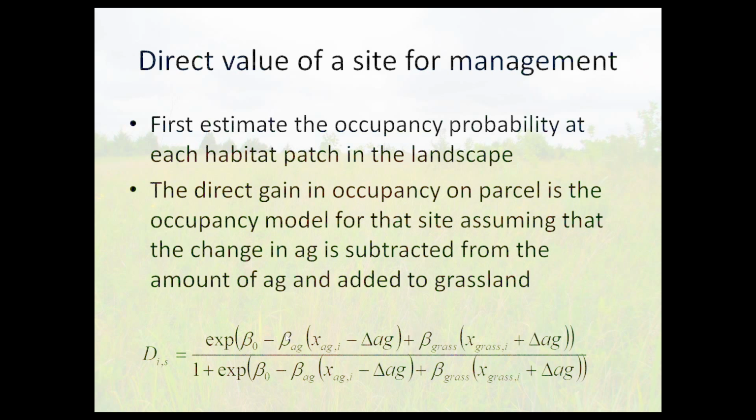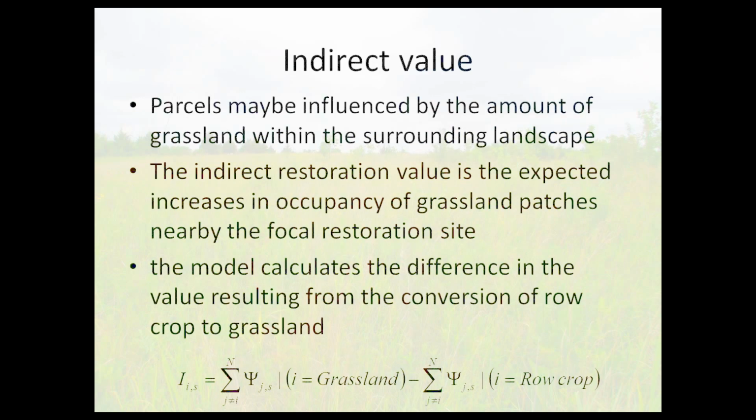And so we have to consider the beta parameter for an agricultural patch, and adding back in the beta times the amount of grassland habitat that you have. So this calculates the direct value of each patch conversion at a site. The next step is to calculate the indirect value of a site, and that is to say, what value does converting a particular site to a better habitat class have on the surrounding habitat patches.